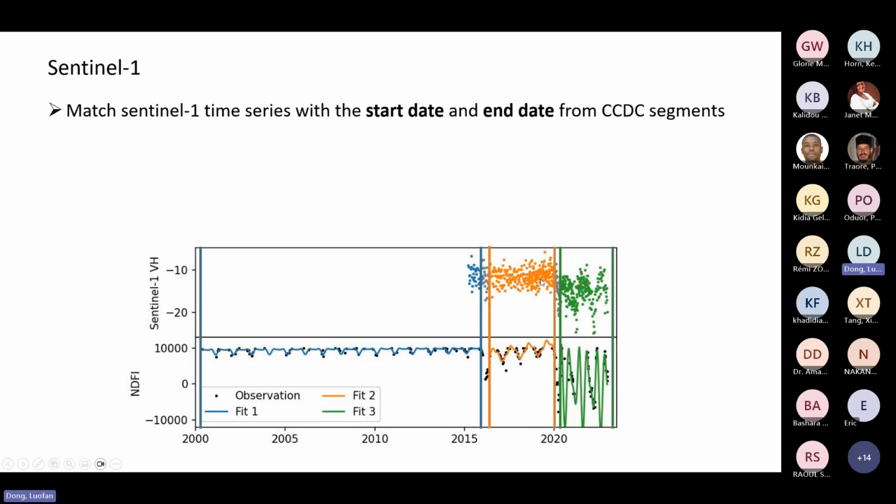Then now we add Sentinel-1 to the image. We see the segments also separate Sentinel-1 into 3 segments. Like the first one, we match those blue points into the first segment. And for the second segment, we see those orange points from Sentinel-1, we match that. And the third segment shows green points. Those gray points, we are not using because they are in between segments. That means there is a big change and the land cover is changing very quickly. So we are not using those data.